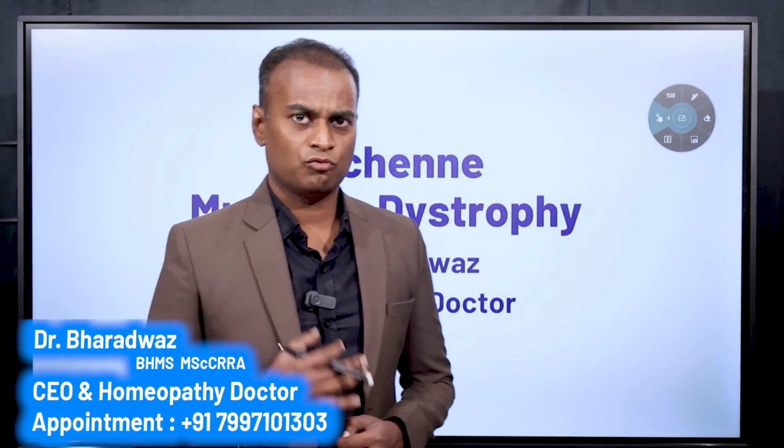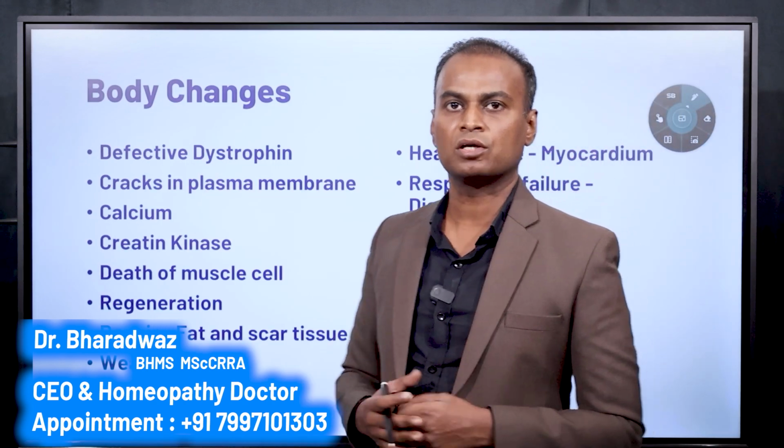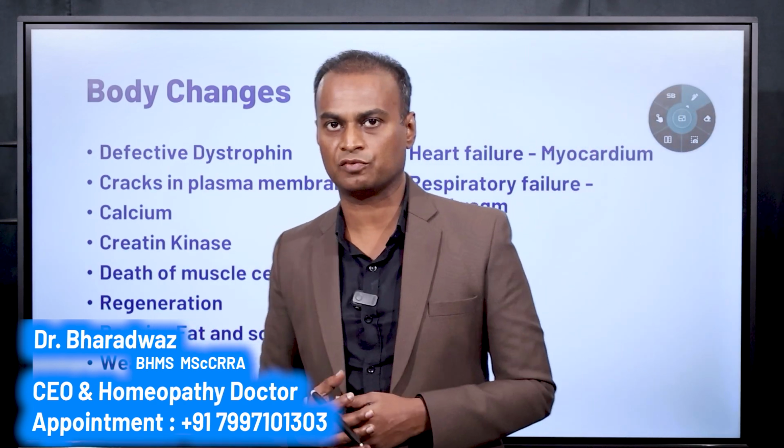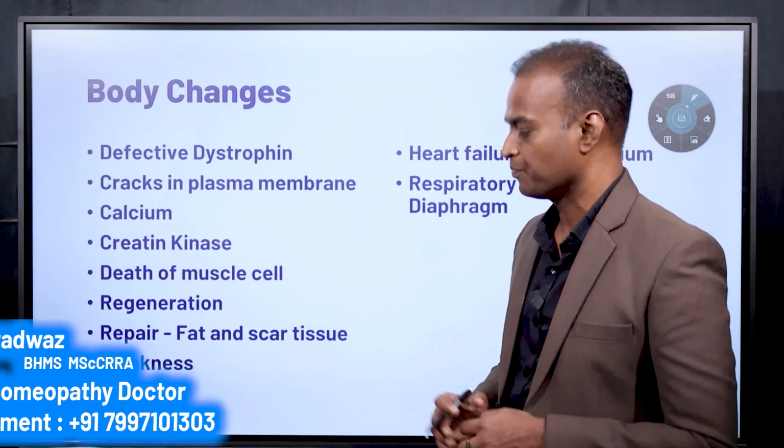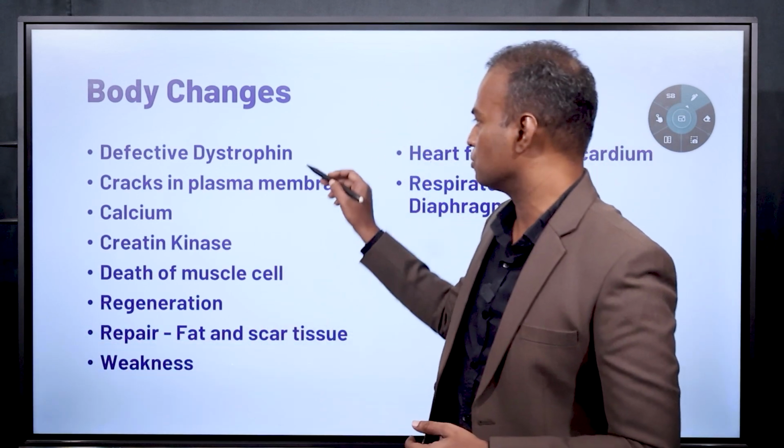Today we will discuss the body changes, or what happens in the bodies of patients with Duchenne Muscular Dystrophy. It is also known as pathology. We will look deeply into what exactly happens here. This is due to defective dystrophin protein.